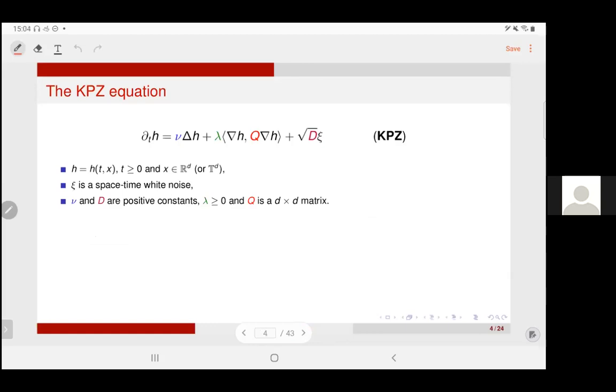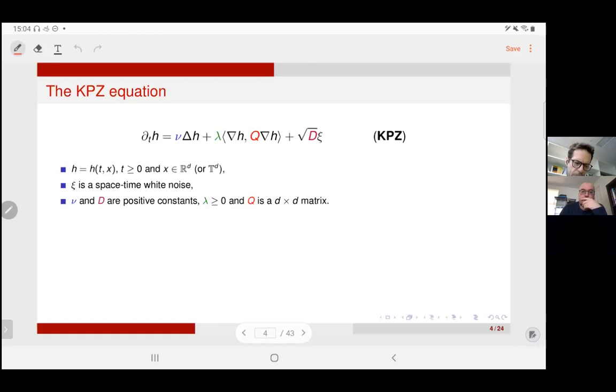So the KPZ equation, and then I will come to the relation with the stochastic growth, but let me just start by writing down the equation. The KPZ equation is a stochastic partial differential equation. The unknown is this h. h is a function of space and time. Space will be d-dimensional in general. In a moment, we will restrict to two dimensions. And time is time. So this h is a scalar and is an evolving thing. It evolves with time. On the left-hand side, you have the time derivative. On the right-hand side, you have other things that I will comment on in a second.